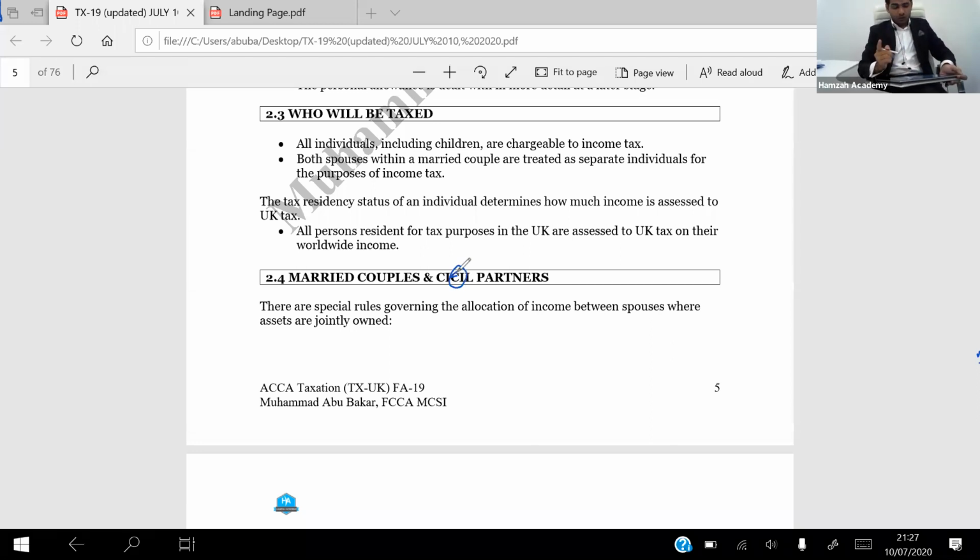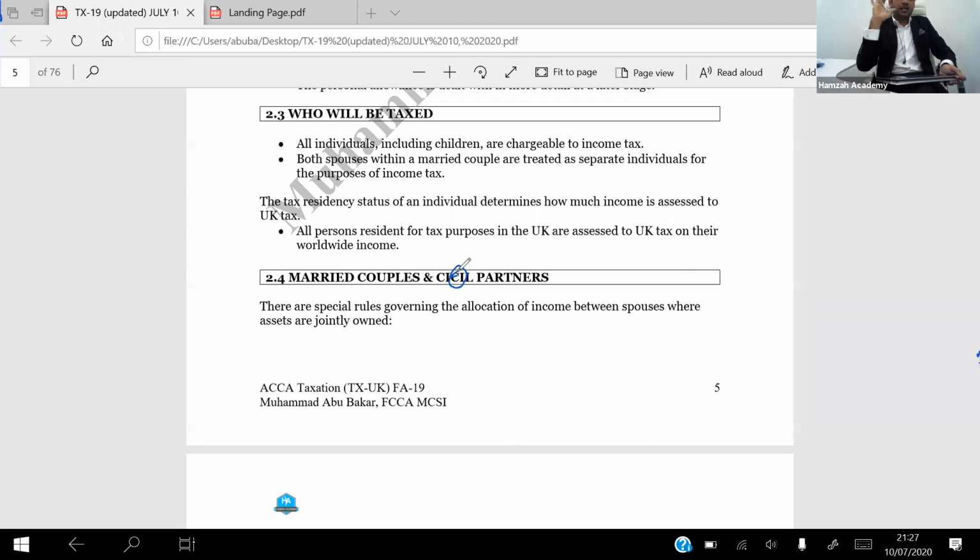There are special rules governing the allocation of income between spouses when assets are jointly owned. That is the only reason why we are discussing this part. Because imagine, when you are married with someone, it is possible you will own the house jointly, it is possible you will have investment jointly. So how will you be taxed if a house is owned by two people? So there is a separate law.